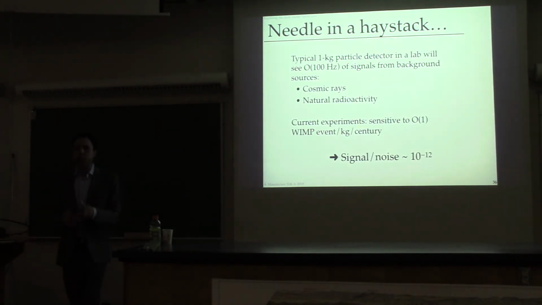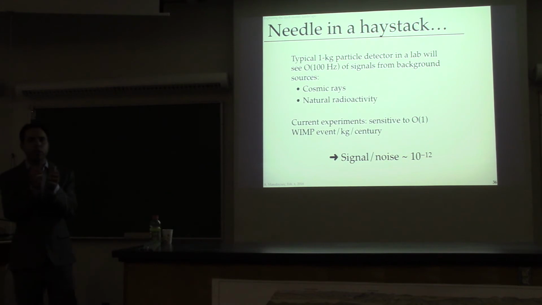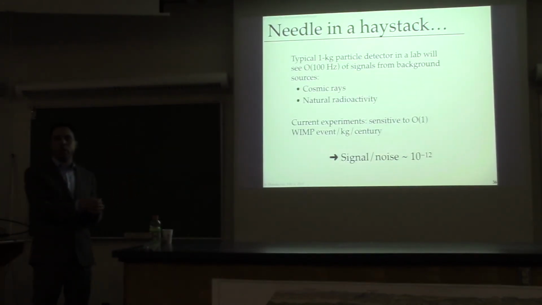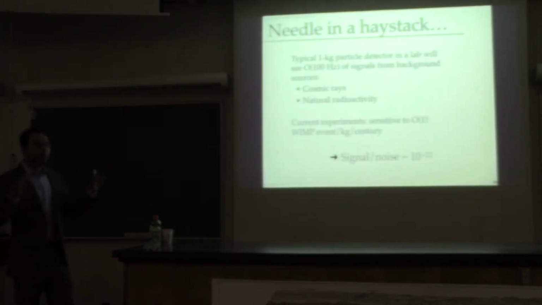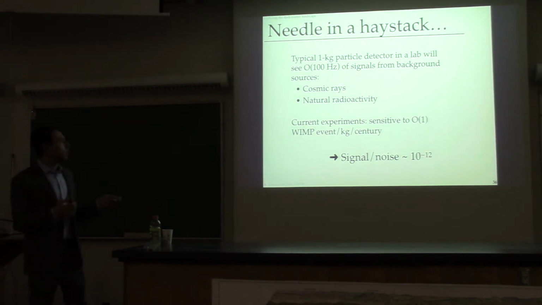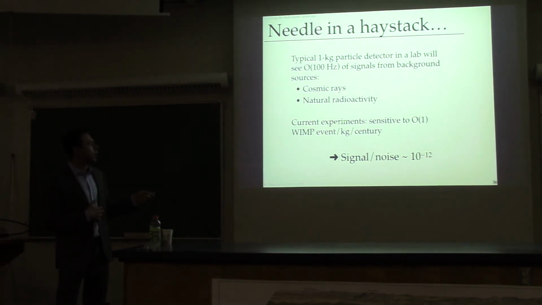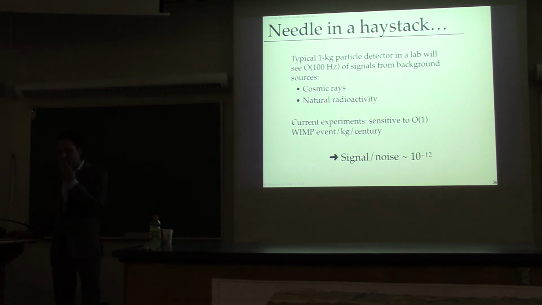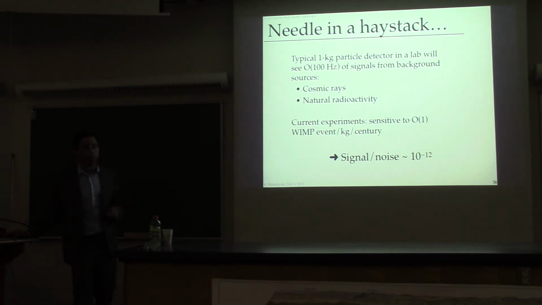Now, contrast that if I just took a kilogram of detector material and put it in one of the labs here, you would see from environmental sources of particles, you would see of order 100 hertz of signals. Compared to what we're sensitive to now is of order 1 event per century. Okay, so that's a signal to noise of 10 to the minus 12. So that's a big hurdle. If you want to try to look for this stuff, how do you deal with this? That's not really a pretty number to face if you're trying to propose an experiment.